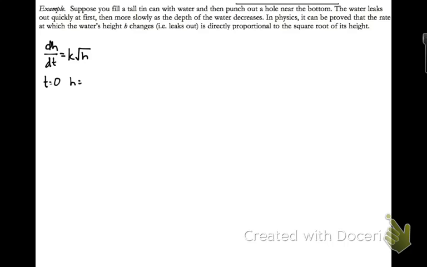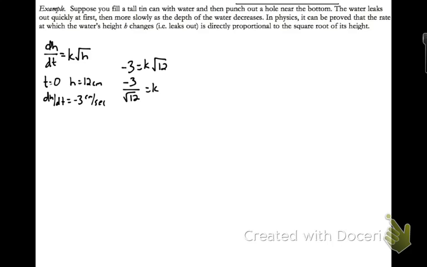Part B, at time t equals 0, we know the height is 12 centimeters. And we also know that dH dt is equal to -3 centimeters per second. So now we can find the value of k. Because what we know is that -3 equals k times the square root of 12, or -3 divided by the square root of 12 equals k.